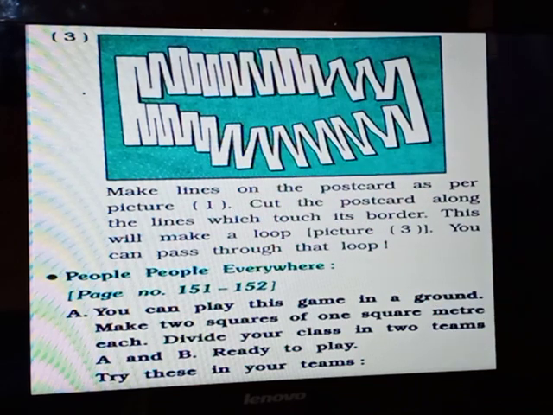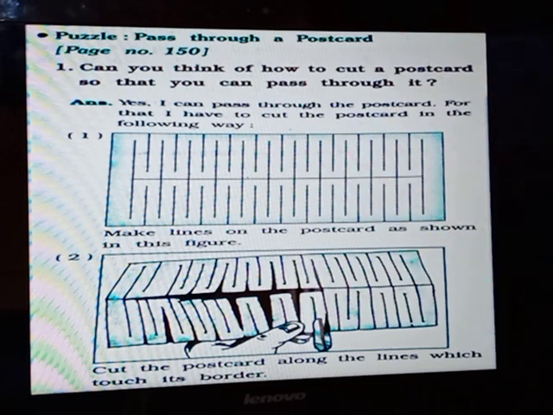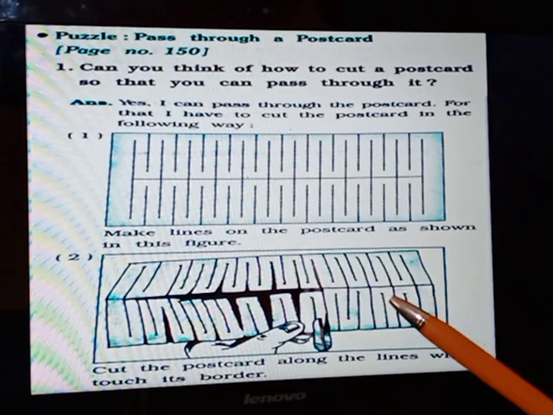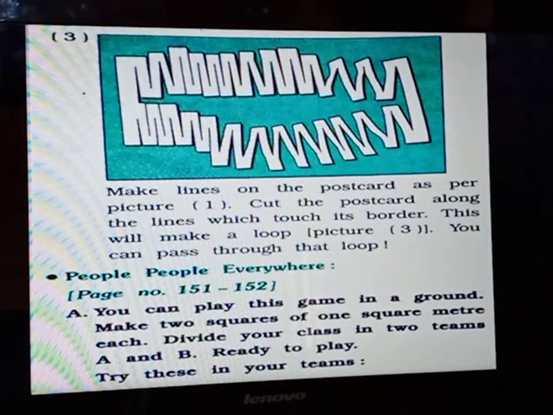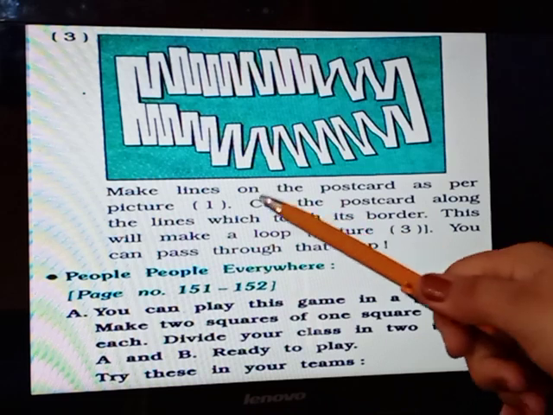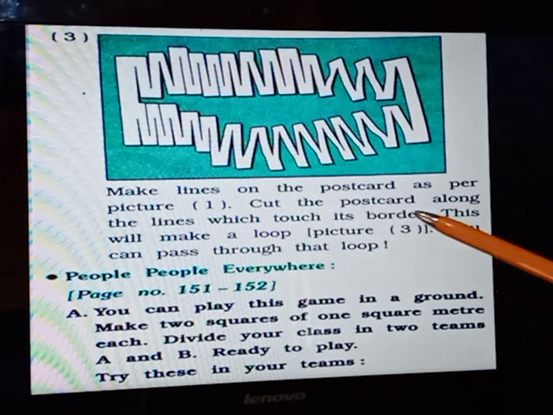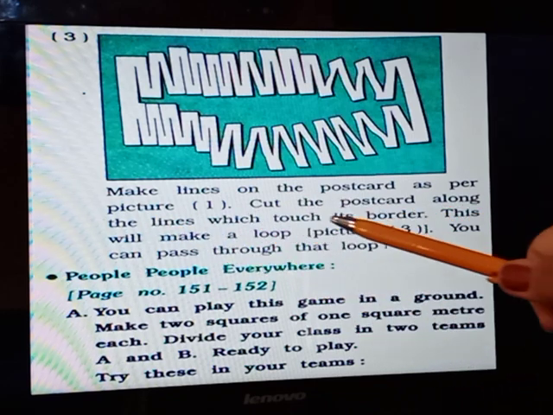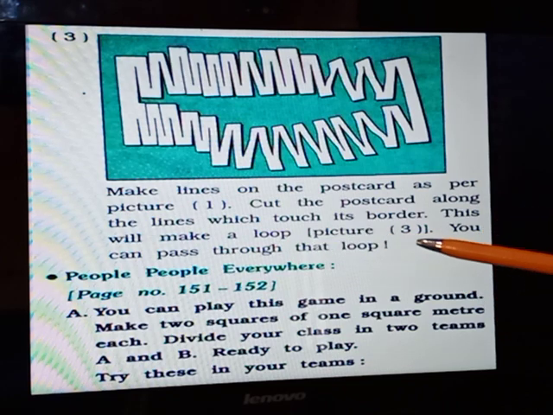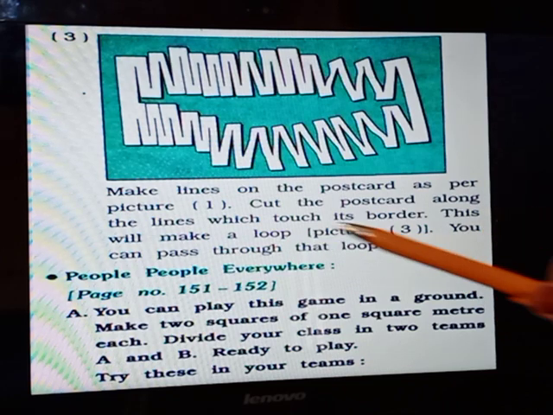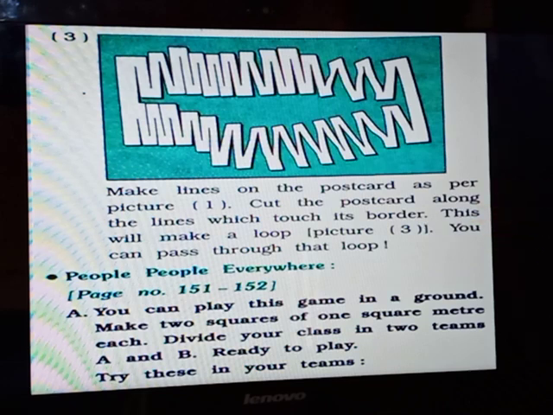First of all you will make lines as it is showing in picture 1, and after making the line you will cut like this, and after cutting your strips will be like this. Okay, and when you spread these strips you can pass through it. And the first one, cut the postcard along the lines which touch its border. This will make a loop. Picture 3, right? You can pass through that loop.